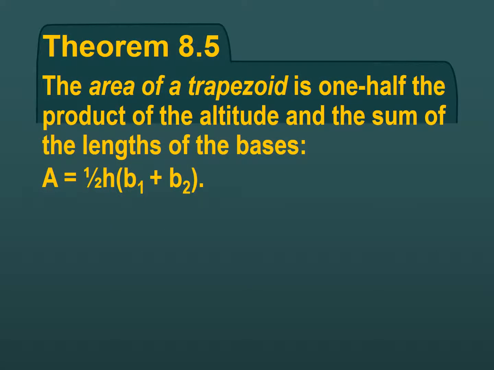Our next theorem says the area of a trapezoid. So remember, a trapezoid has one pair of parallel lines, and the formula for the area of a trapezoid is going to be 1/2 times the height, and then you add your bases together before you multiply by the height and take 1/2 of it.